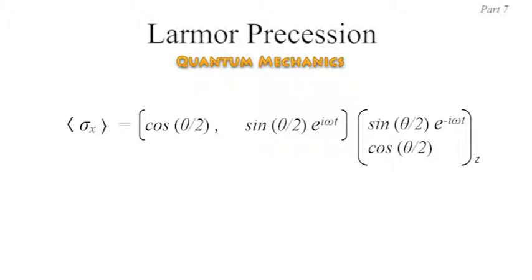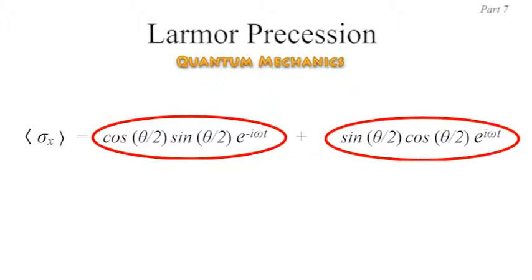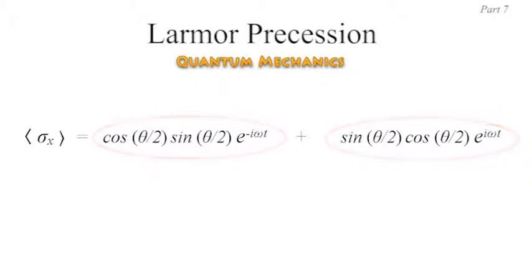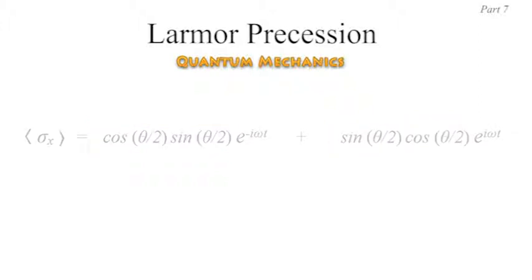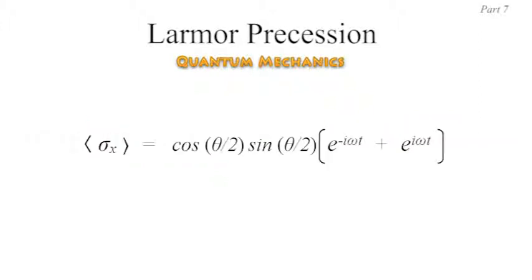If we now multiply these two vectors out in the usual way, it gives a single one-dimensional answer, not a vector. The multiplication involves the first in the row times the first in the column, plus the second in the row times the second in the column, and it gives these two terms to be added up. Notice that these two parts are the same, and so we can pull them out and put the exponentials in a separate bracket. Notice also that we have here the double angle identity from trigonometry, which means that this whole thing is simply sine theta.